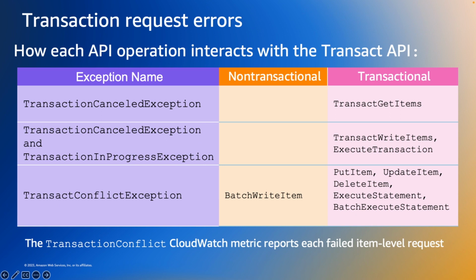Now, I would say what is kind of important to know about transactions is that the client request token is super helpful to make sure you have idempotent requests. You can just go ahead and send it again. You can monitor any potential transaction conflicts by using the TransactionConflict CloudWatch metric.